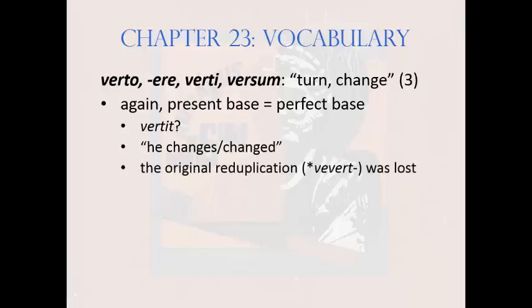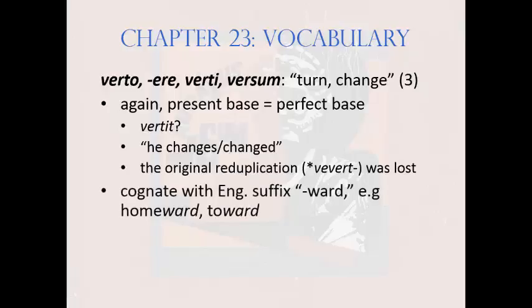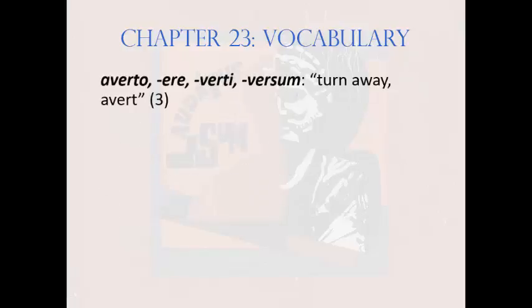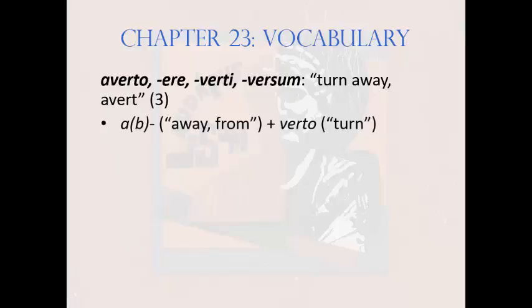Early Latin distinguished these forms by reduplicating the perfect, veverti, but the reduplication was lost by the classical age. The vert base shows up in English as the suffix -ward, as in toward or homeward, meaning literally turned to or turned in the direction of home. The last verb in the vocabulary list is averto, avertere, averti, aversum, meaning turn away or avert. It's a third conjugation verb. Memorizing this verb should be no problem. It's a combination of a or ab, meaning away or away from, and verto, meaning turn.